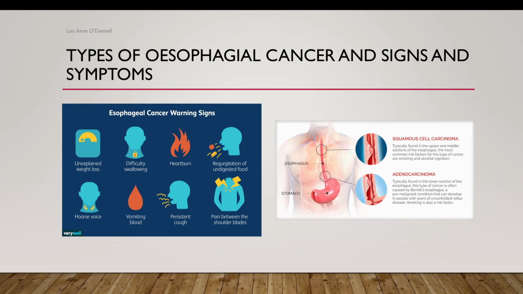Squamous cell cancers develop from squamous cells that make up the inner lining of your esophagus. This is the second most common type of esophageal cancer in the UK. It is linked to smoking and drinking alcohol. Squamous cell cancers tend to develop in the upper and middle part of the esophagus.